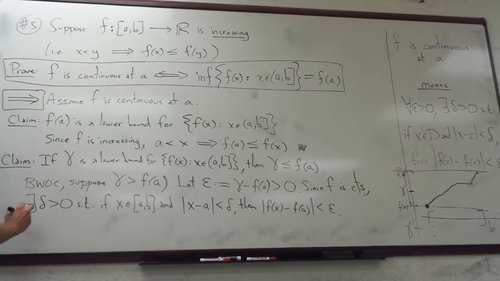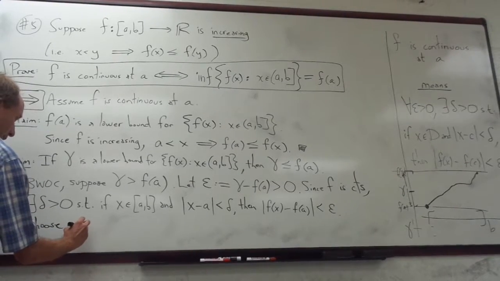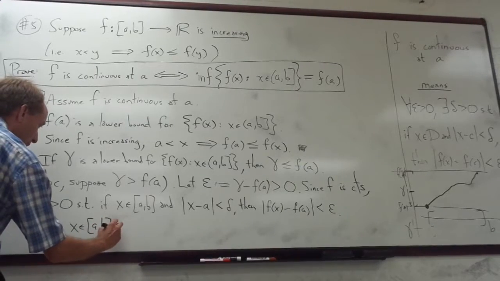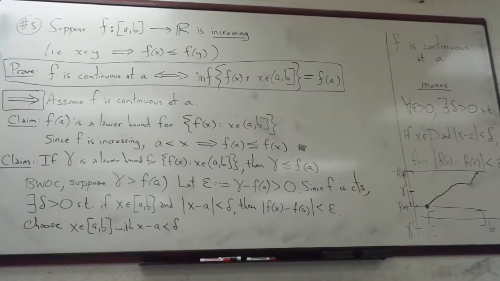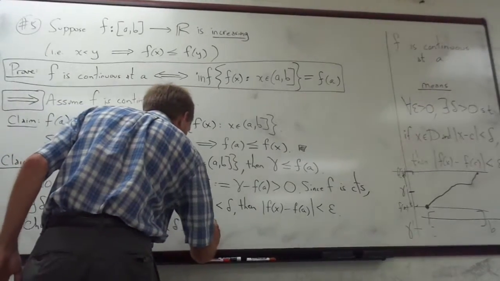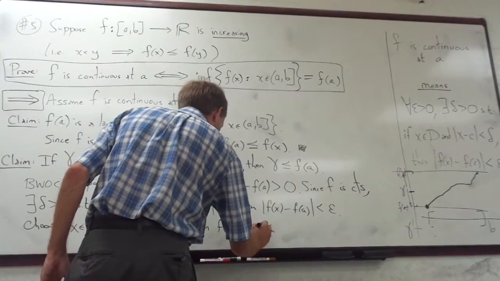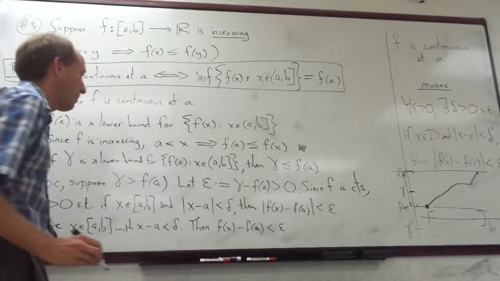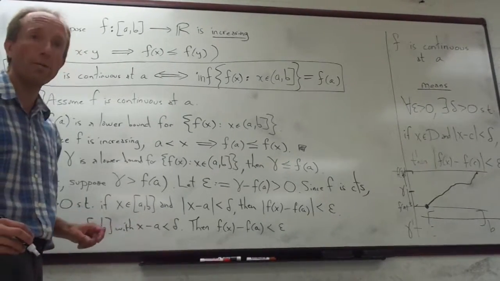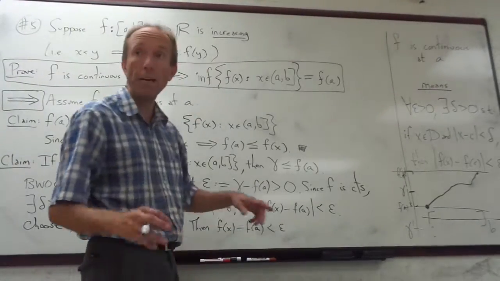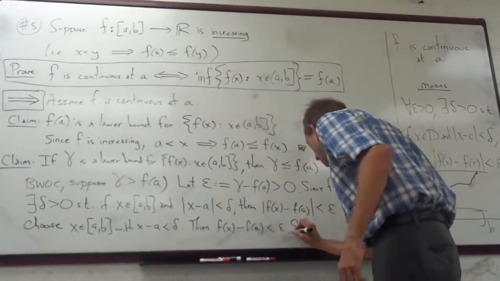So let's choose an x in the closed interval AB with x minus A less than delta. Then f of x minus f of A is less than epsilon. And I don't need absolute value bars on any of those, because x is bigger than A already. And f of x is bigger than f of A because the function is increasing, right? Okay, good.